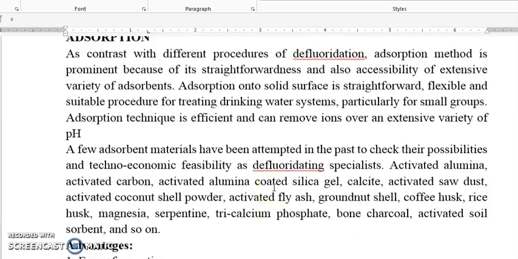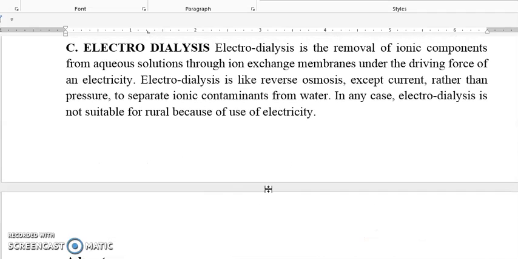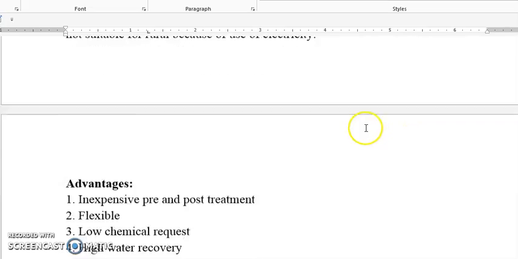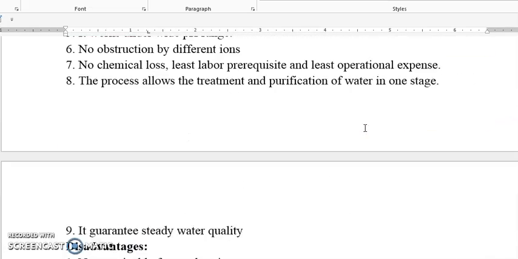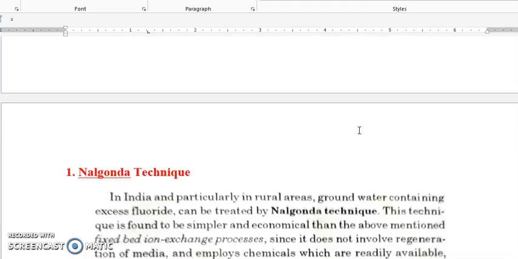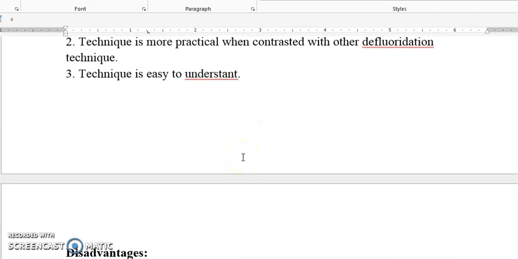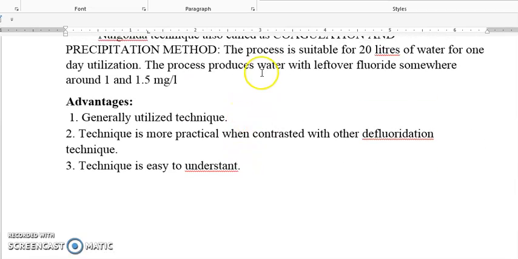So these are all the different methods of defluoridation which you can use, right? So much detail is not required. You can explain about the Nalgonda technique, which I have discussed in the last video, and for the others you can just mention 2 or 3 lines and their advantages and disadvantages.